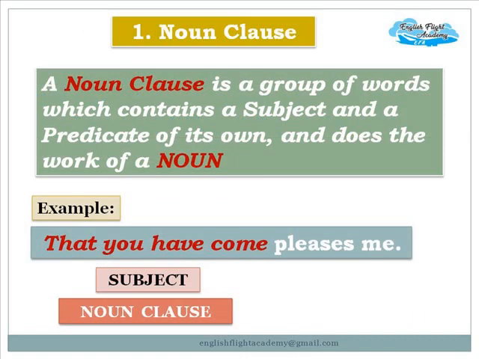So what exactly is a noun clause? A noun clause is a group of words which contains a subject and a predicate of its own and does the work of a noun. Example: That you have come pleases me. That you have come is a subject and it's a noun clause.